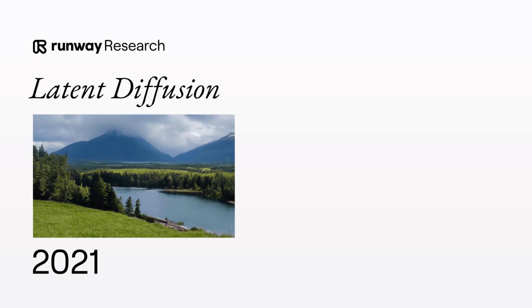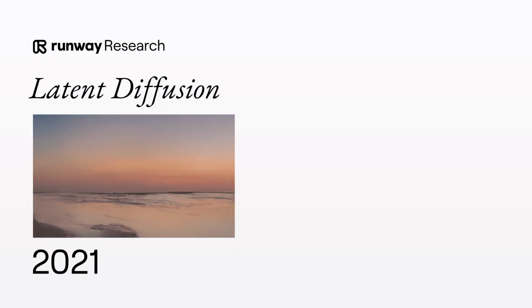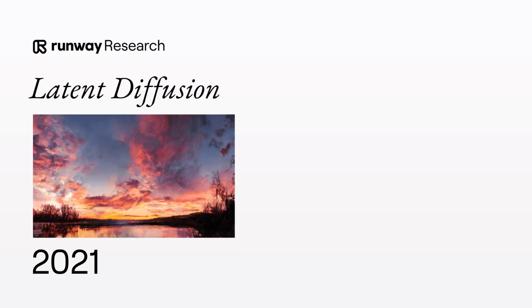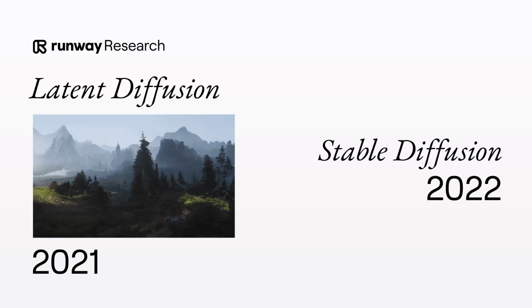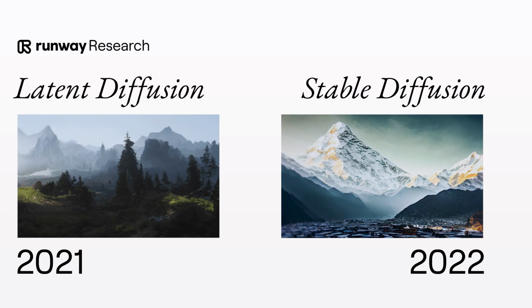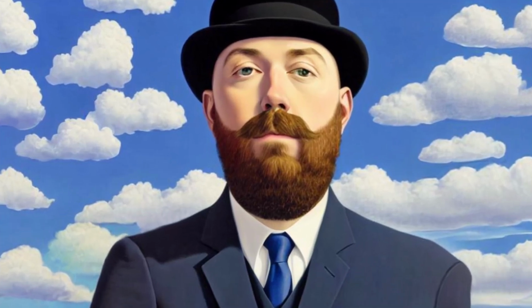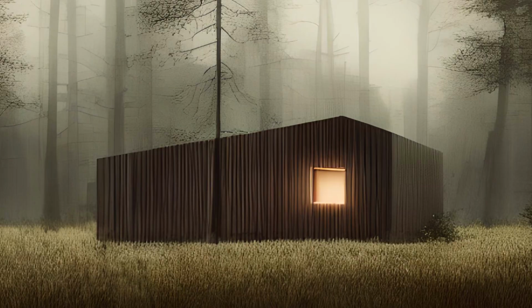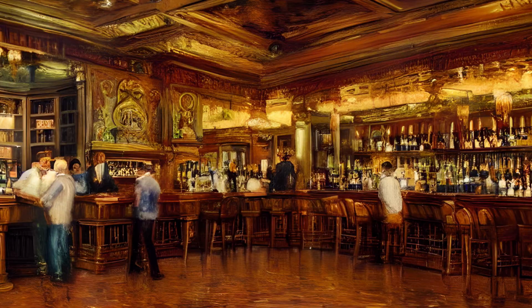In 2021, Runway introduced Latent Diffusion, an AI system that was able to generate realistic images using an improved image generation technique. And in 2022, Stable Diffusion, a further improved version of Latent Diffusion, caused a tidal wave of creativity and mass adoption of the technology.